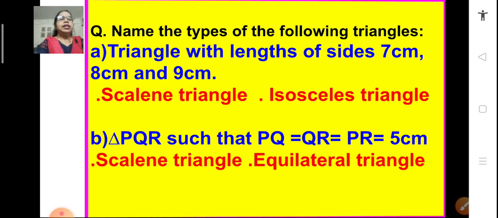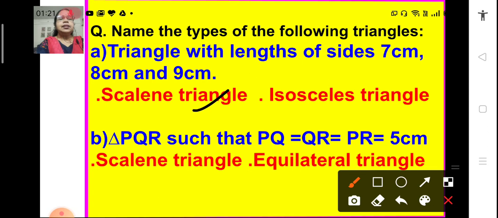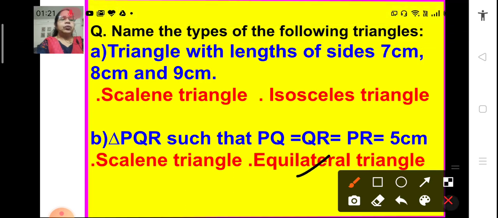A triangle with lengths of sides 7 cm, 8 cm and 9 cm. What type of triangle will it be? It will be a scalene triangle, different lengths of the sides. Then B, triangle PQR such that PQ is equal to QR is equal to PR is equal to 5 cm. That means it is an equilateral triangle. All the sides are equal.